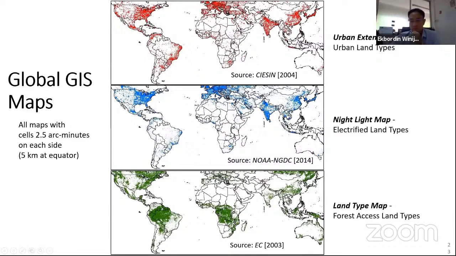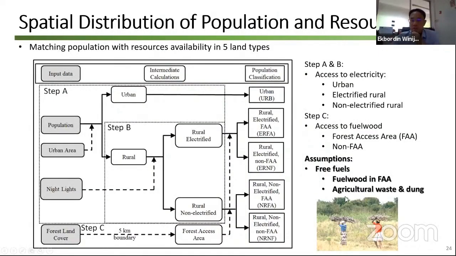This is important because from different literature, we found that if people live in rural areas in developing countries, close to the forest, for example within a 5 kilometer boundary of the forest, they will tend to go to the forest and collect fuel wood, because it is free fuel that they can use to cook and for heating in their household.